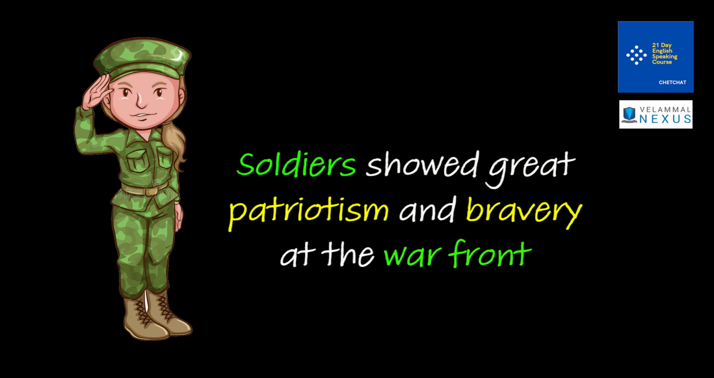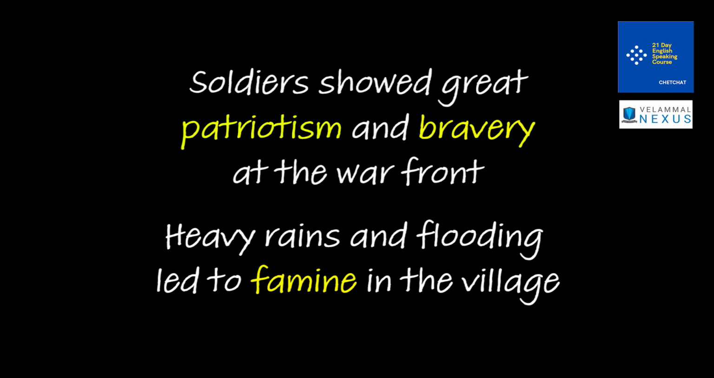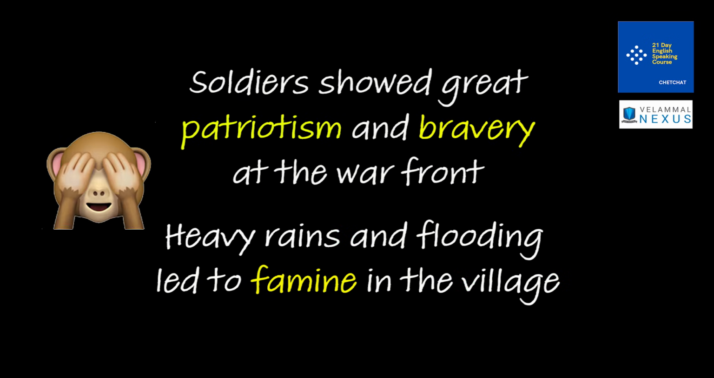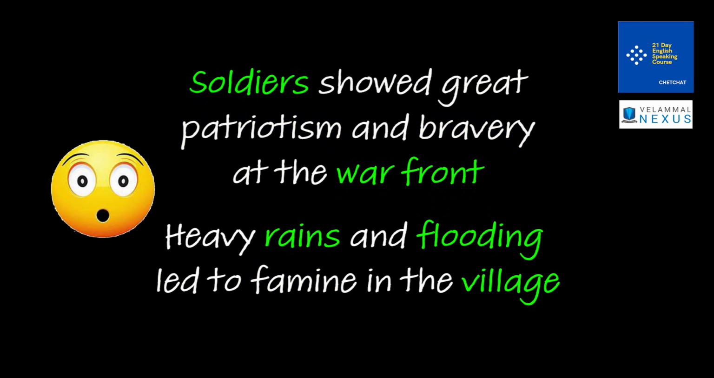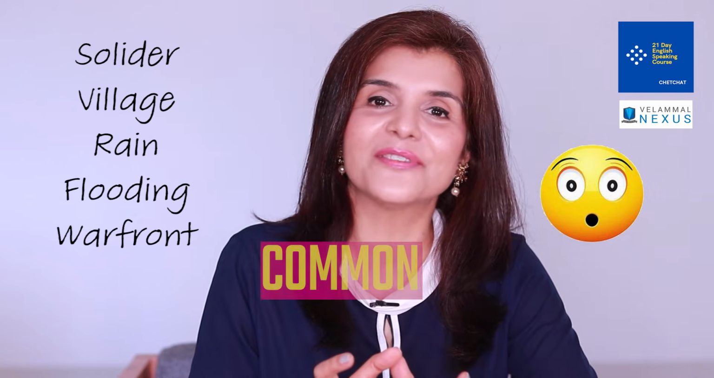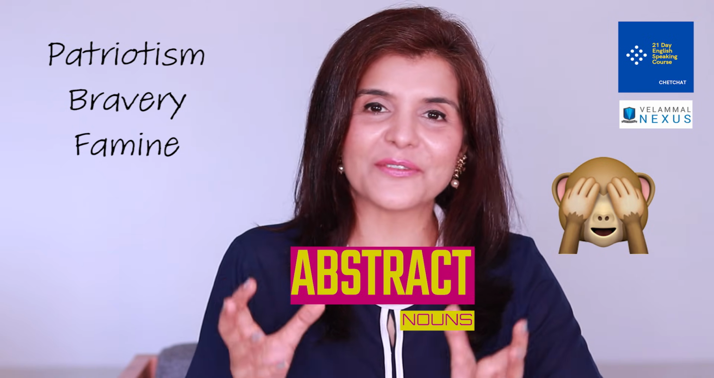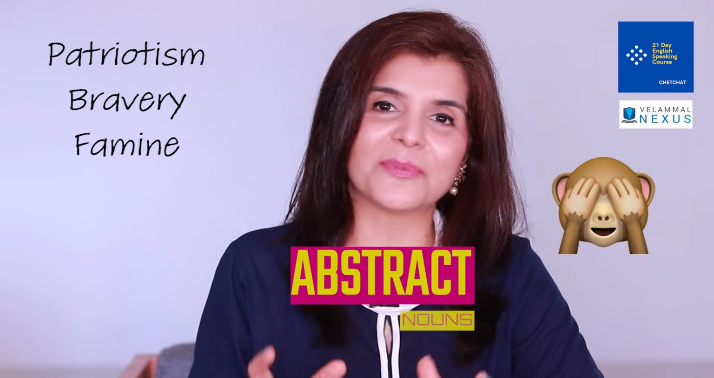For example, the soldiers showed great patriotism and bravery at the war front. Heavy rains and flooding led to famine in the village. In these sentences, patriotism, bravery, famine are all abstract nouns. And soldiers, war front, rains, flooding and village are common nouns. Did you see the difference? You can see a soldier, you can see a village, but you can't see patriotism or bravery. So it's kind of abstract and that's why they are known as abstract nouns.